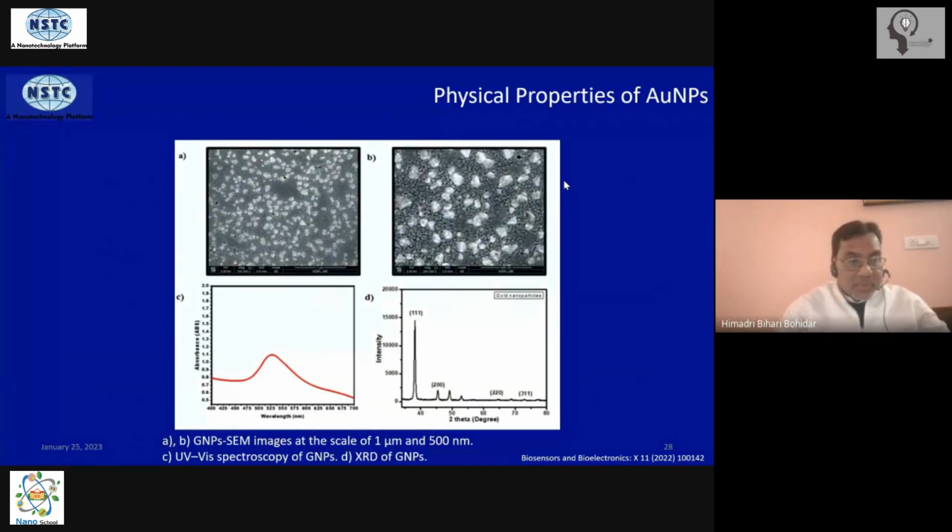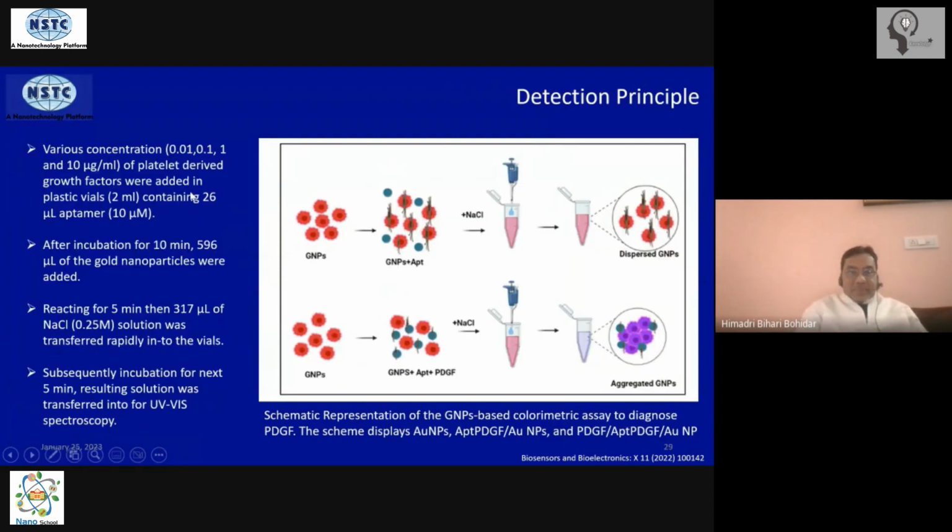Again, our gold nanoparticle is handy in the process. Same behavior. You will see gold nanoparticle transmission electron microscope pictures here and SAM picture here. UV visual spectroscopy 520 nanometers, signature wavelength. The XRD crystalline properties of the nanoparticles, not very important for this. This is the assay description. So the process is very simple.